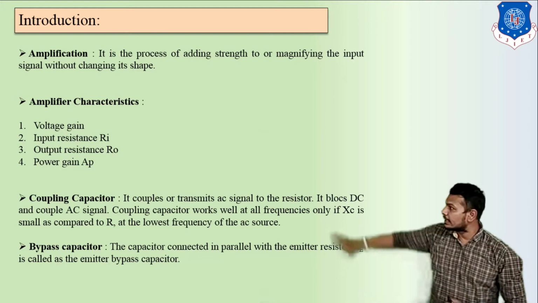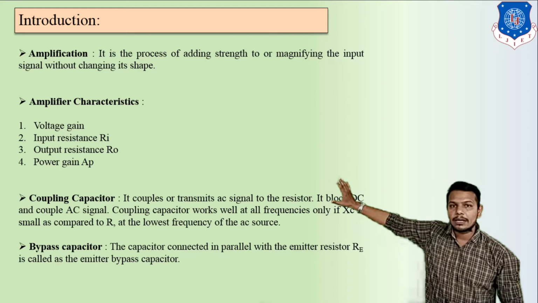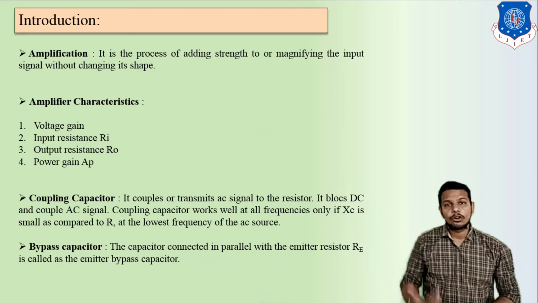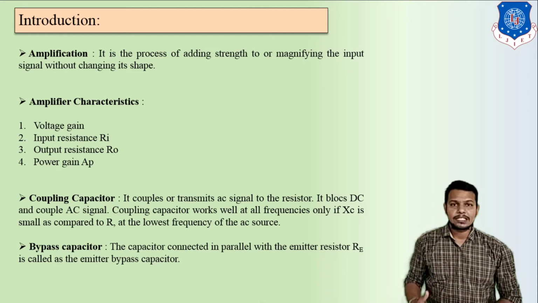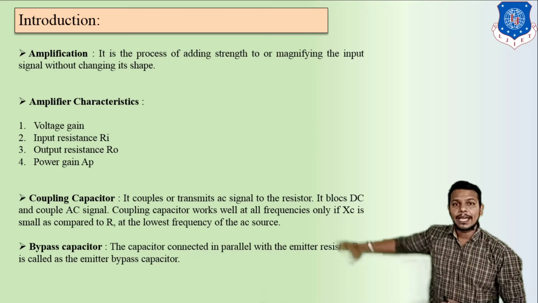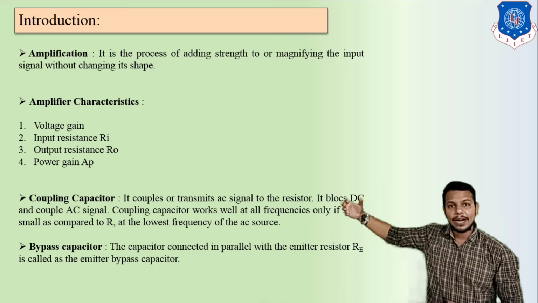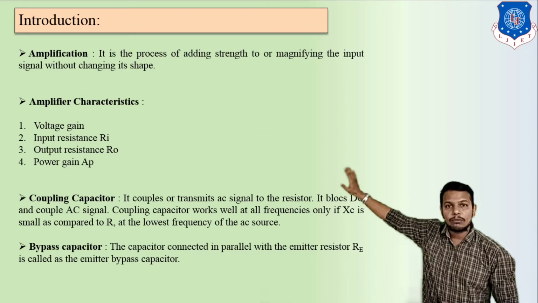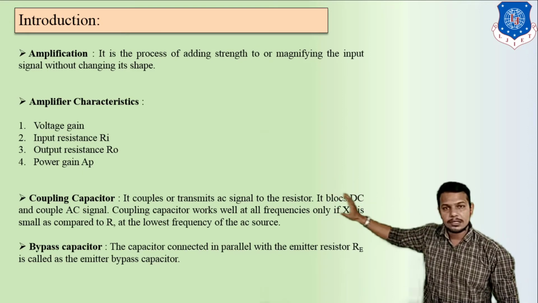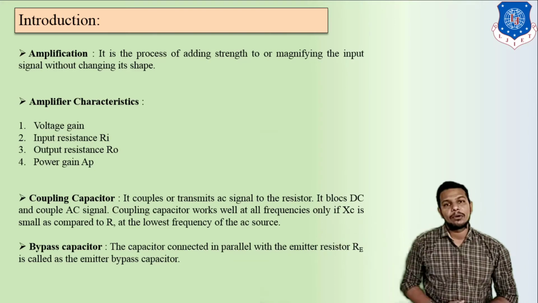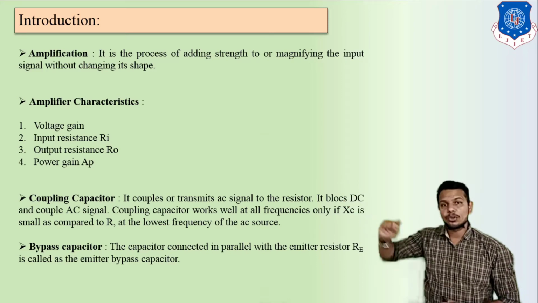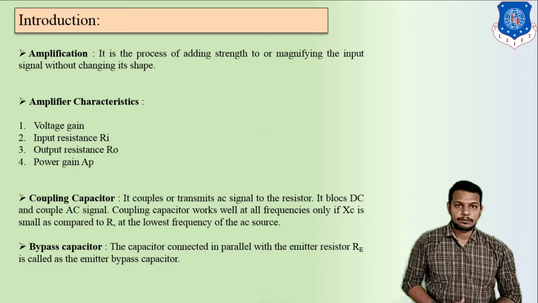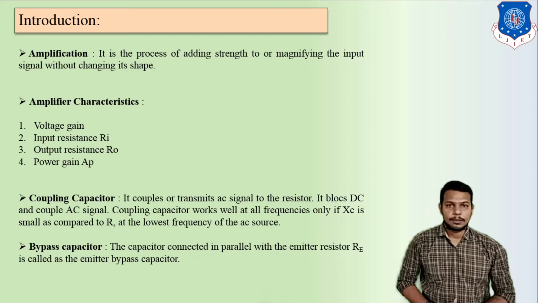Now remember, these parameters are most important for theories, because we are going to discuss various types of models in this chapter. For that we have to find a few equations of voltage gain, input resistance, output resistance and power gain. Among these four, these three are most important for the theories. So remember this for the next topic.